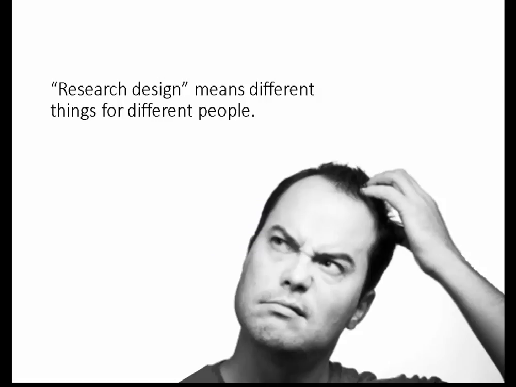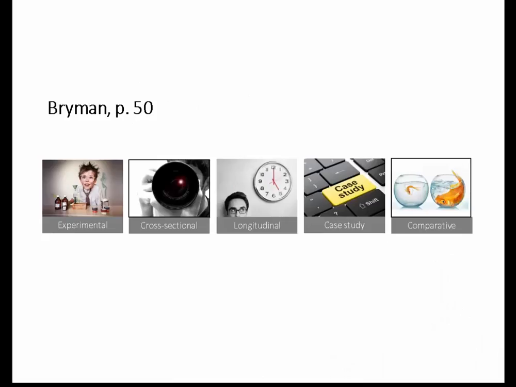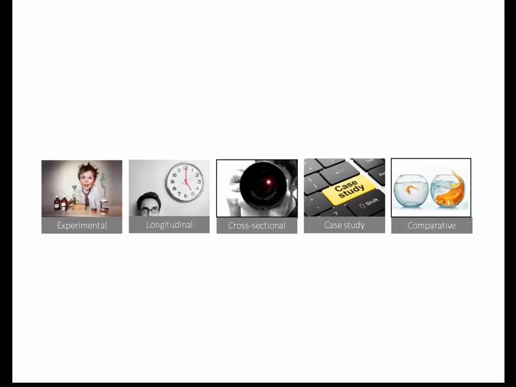In the lecture we had that research design sometimes means different things for different people. I think the distinction made in Bryman is a very useful one, and he presented these five different types of research designs: experimental, cross-sectional, longitudinal, case study, and comparative. And I'm going to talk about each one of them now in a little more detail.